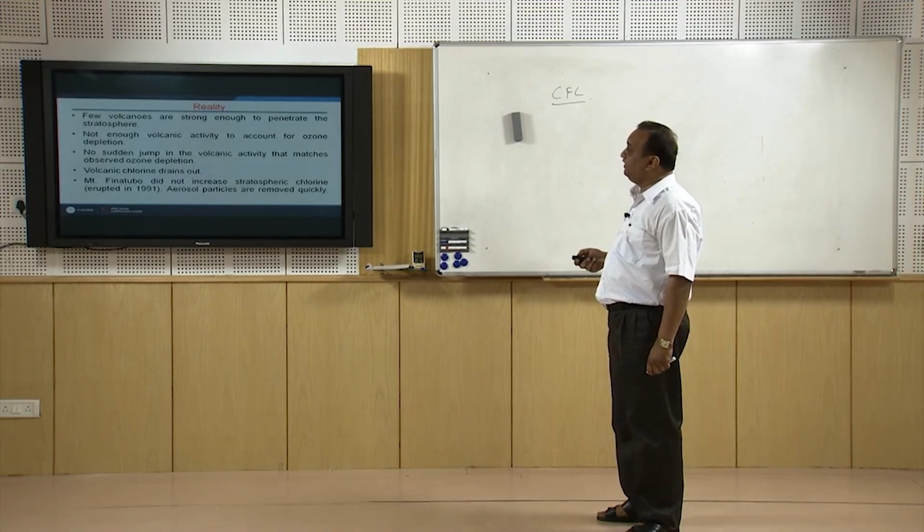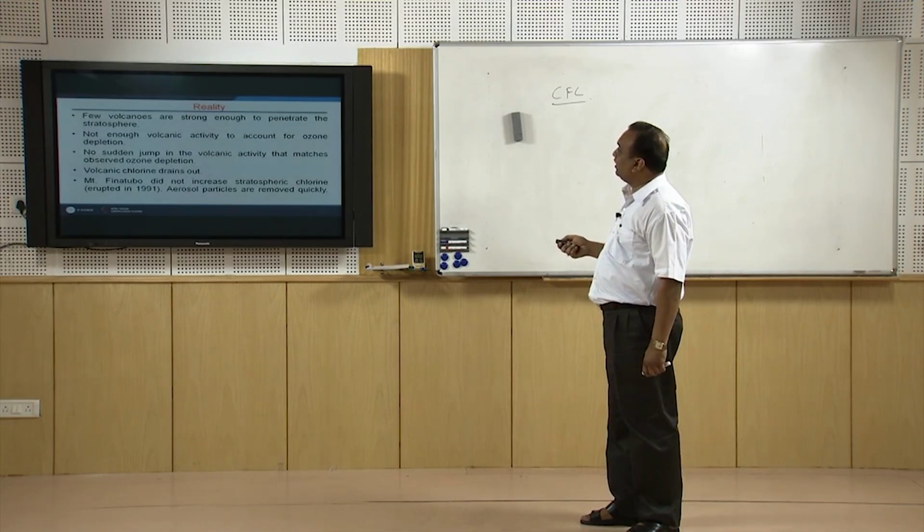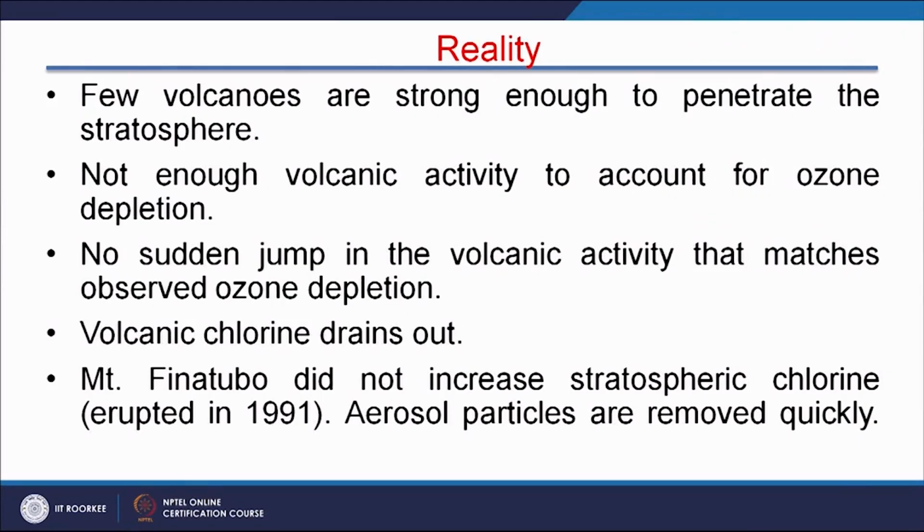But the reality is, few volcanoes are strong enough to penetrate the stratosphere. There is not enough volcanic activity to account for ozone depletion. There was no sudden jump in volcanic activity that matches the observed ozone depletion. Volcanic chlorine drains out with the rains, and there was an example also: data collected at Mount Pinatubo showed that stratospheric chlorine did not increase after the eruption of this volcano.